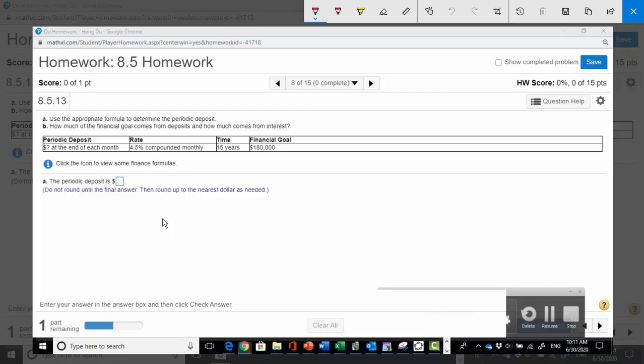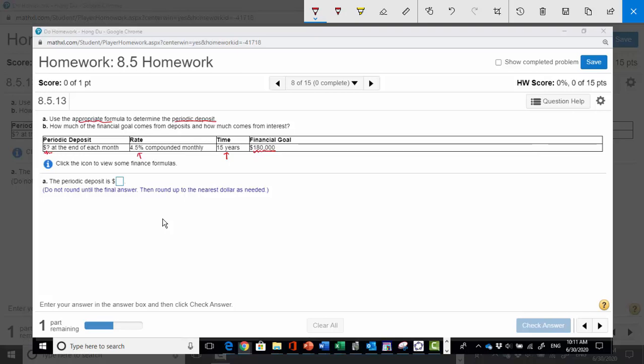In this problem, we're going to need to use the appropriate formula to determine the periodic deposit. So look at the information given here. For the annuity, the periodic deposit is missing. They want to deposit a certain amount of money at the end of each month for 15 years, and eventually the value of the annuity turns into $180,000 at this interest rate compounding monthly.